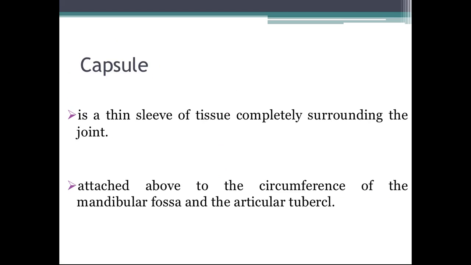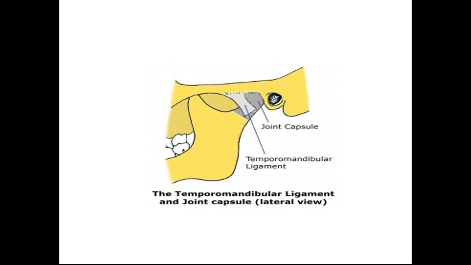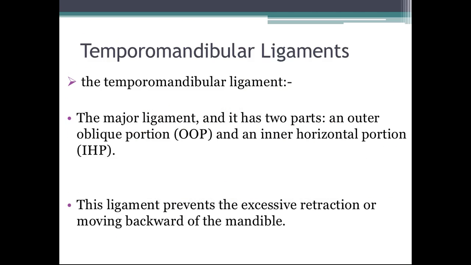Capsule. It is a thin sleeve of tissue completely surrounding the joint, attached above to the circumference of the mandibular fossa and the articular tubercle. It is so loose that the mandible can naturally dislocate anteriorly without damaging any fibers of the capsule. This picture shows a lateral view of one of the temporomandibular ligaments and the joint capsule.